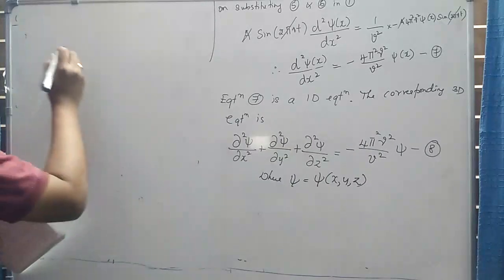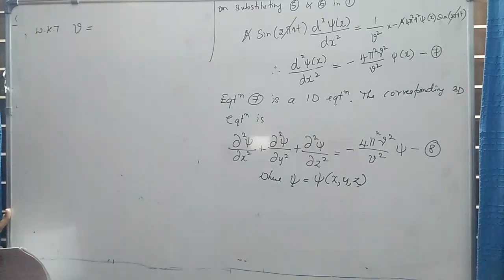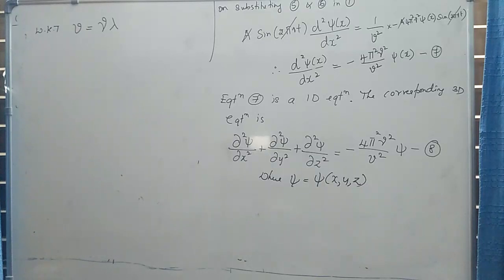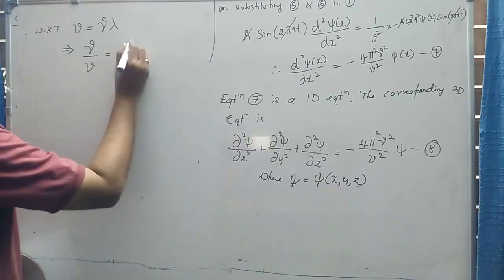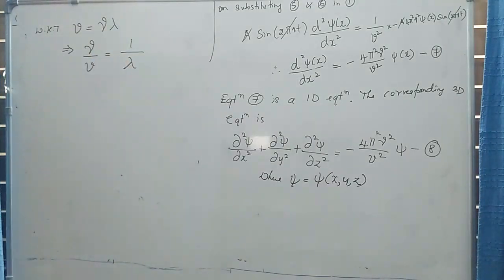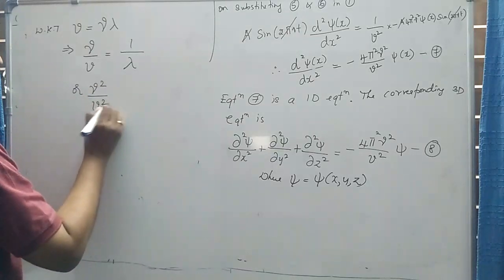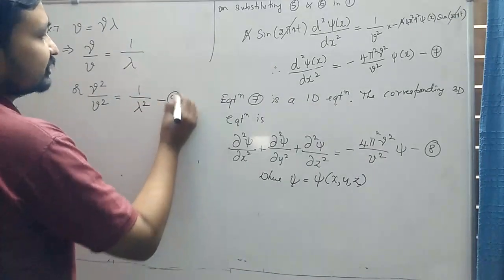Now we know that the velocity of a wave is the product of its frequency and wavelength. This is a well-known equation that you have studied in physics: the velocity of a wave is equal to frequency into wavelength, which can be rearranged as nu divided by v is equal to 1 over lambda. Nu over v, that is frequency divided by velocity, is equal to 1 by lambda, or nu square divided by v square, I'm just taking the square, is equal to 1 by lambda square.